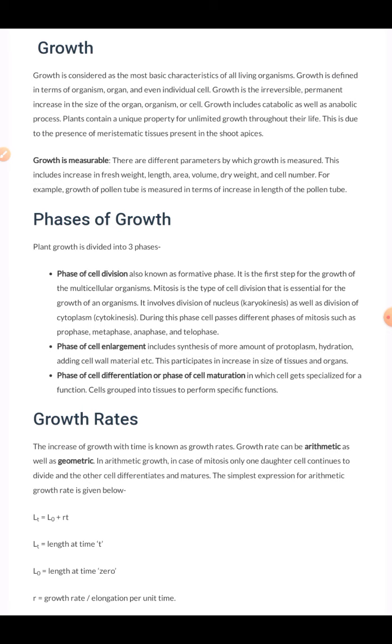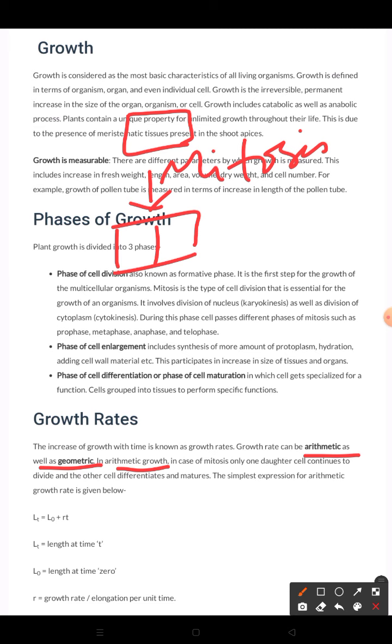First, we will discuss the arithmetic growth. What happens in case of arithmetic growth? There is a division that takes place in a cell. What type of division? Mitosis division takes place. Two daughter cells are produced. Only one daughter cell continues to divide and the other one differentiates and matures to perform the specific function.